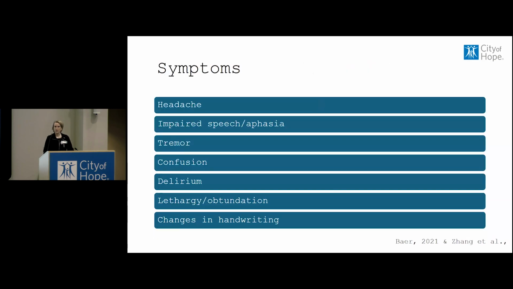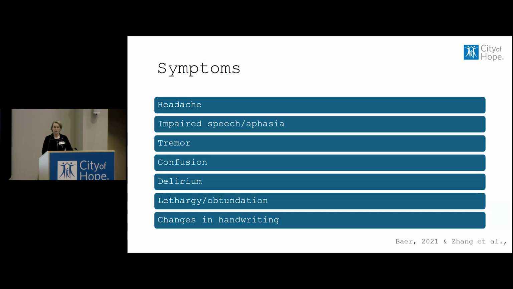So ICANS can present with a variety of symptoms. It can be very mild. The patient can experience headache, and like Chelsea explained with CRS, patients may feel like they have flu-like symptoms, which can include headache. They may have impaired speech or can be completely aphasic. They're unable to speak. They may experience tremor, confusion, delirium, lethargy, obtundation, and changes in handwriting.